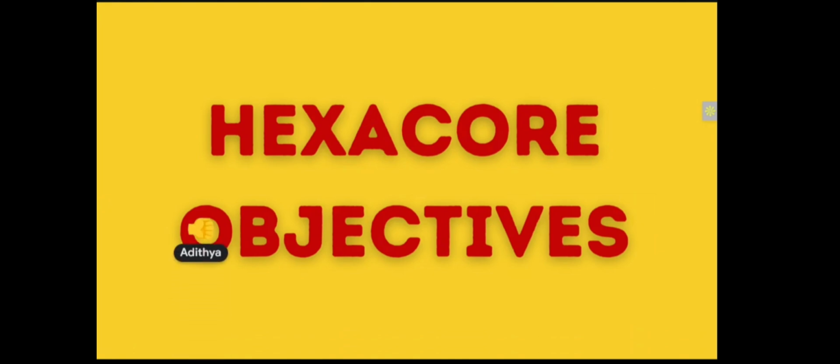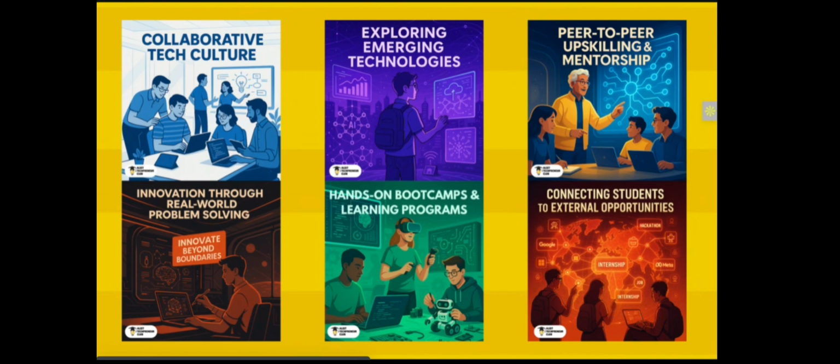So before getting into the details of Tech Team, I want to explain the main objectives of this ATC Club. We have listed out 6 main objectives, and we have named them the extra core objectives. Here are our objectives. First of all, collaborative tech culture. We want to develop a collaborative tech culture among students in our college. We also want students to explore emerging technologies.